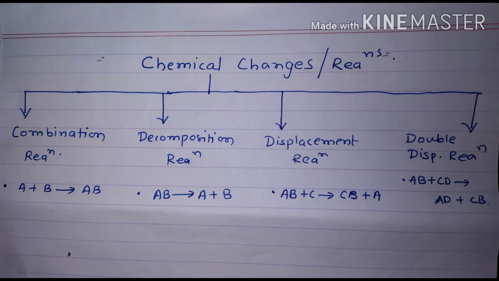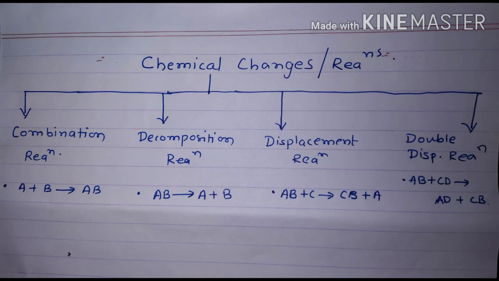Then the second point must be the general reaction. It is written over here: A plus B gives AB, which is the general reaction for combination reaction. And the third point will be two examples. You have to remember at least two examples. Here they have given you three examples, out of which you have to remember at least two reactions.